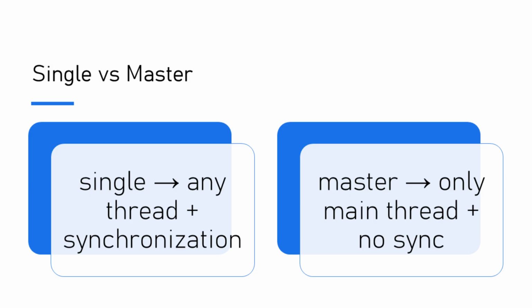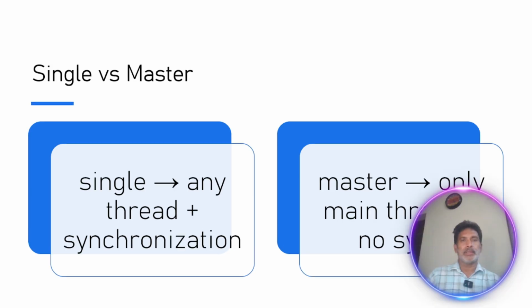And if you compare master versus single constructs in OpenMP, both the single and master constructs are used to ensure that a piece of code is executed by only one thread, but they differ in who executes and how synchronization is handled.